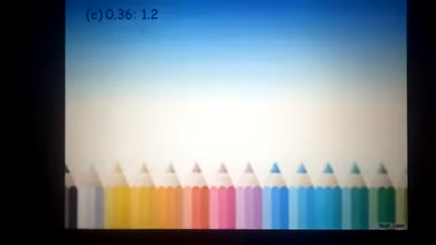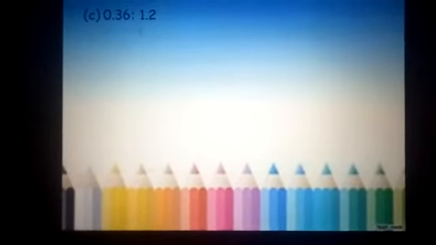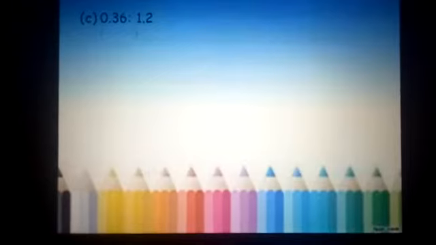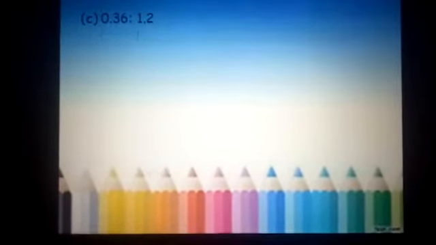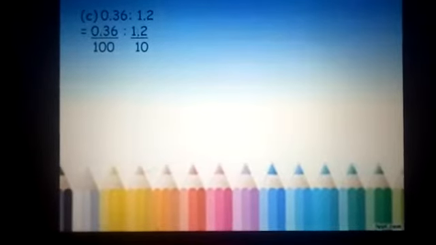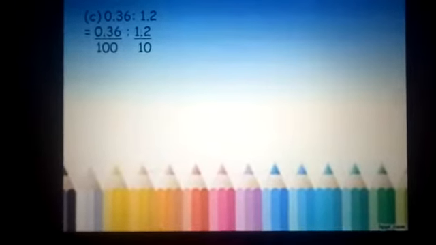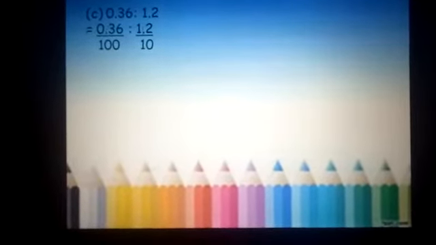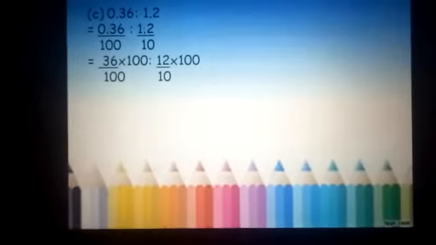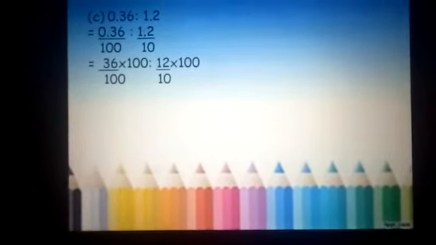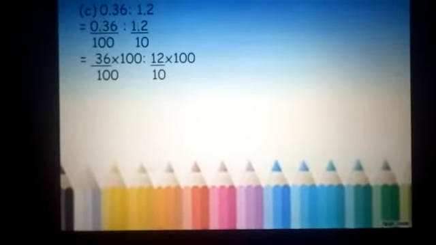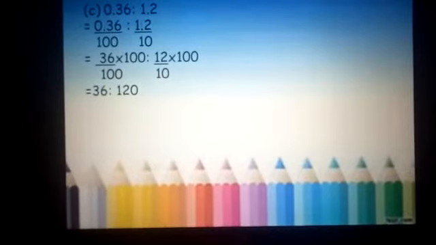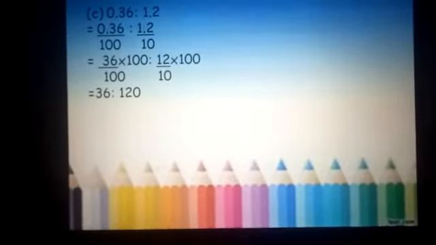Now the part C, that is 0.36 ratio 1.2. To solve the decimal values, we will convert them into fractions. To convert them into fractions, we will get the values 36 by 100 ratio 12 by 10. Now the LCM of 10 and 100 is 100. So we will multiply both the values with 100 and then we will get 36 ratio 120.